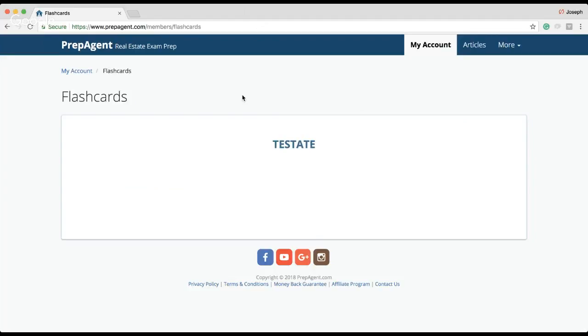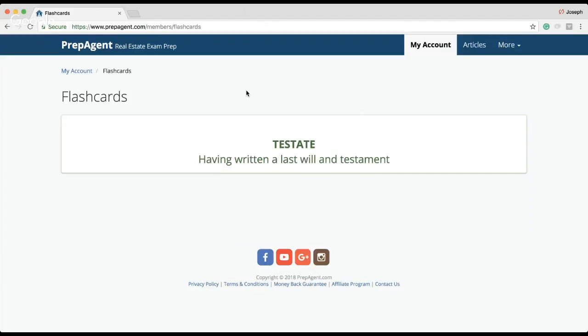Testate. Okay, what is testate? Testate means having a will. If you die intestate, which one of those four government powers that we discussed earlier could come into play? The answer there is escheat.